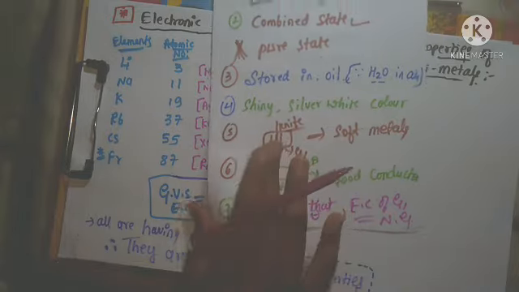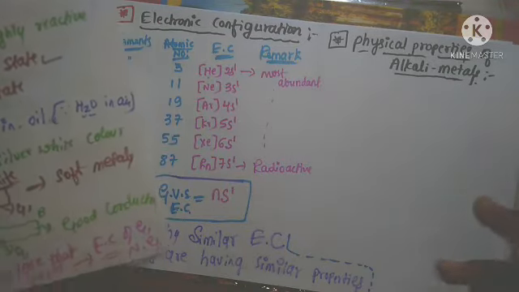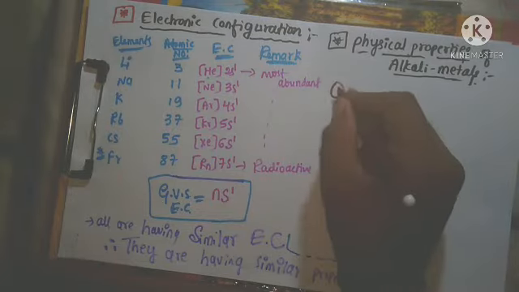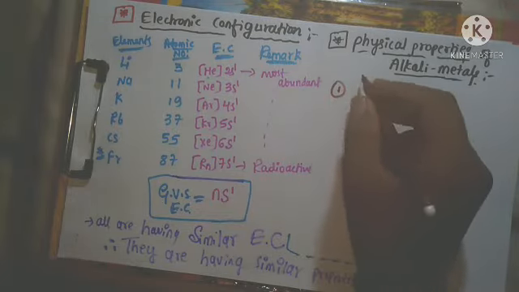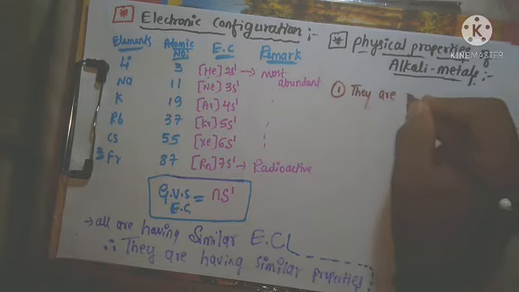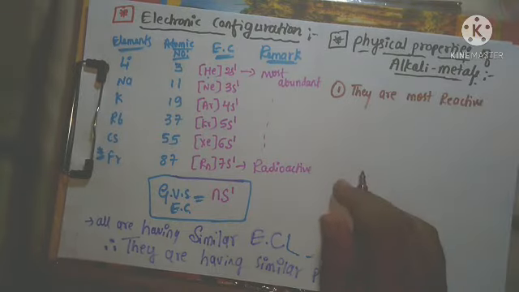Those points I want to write here for your notes. Now one by one I want to write. Again I am writing here. What is the first one? Group 1 elements, you have to write completely: they are most reactive.